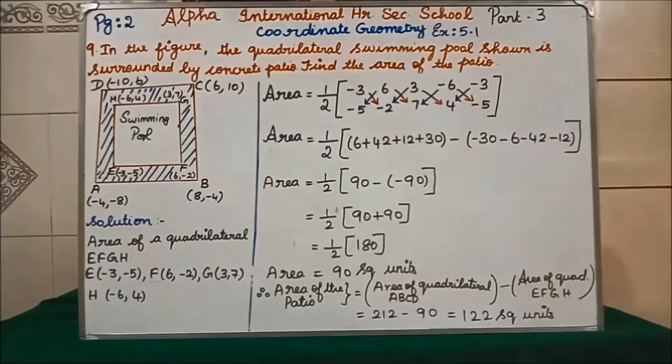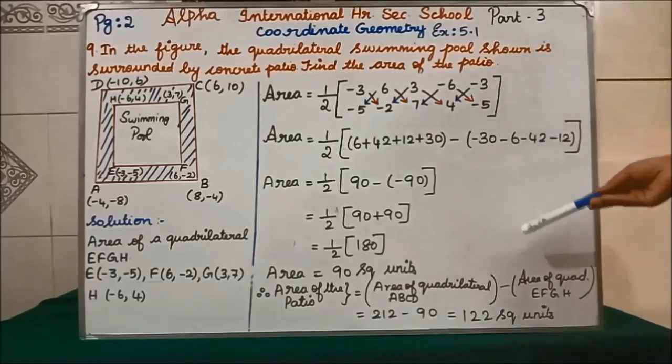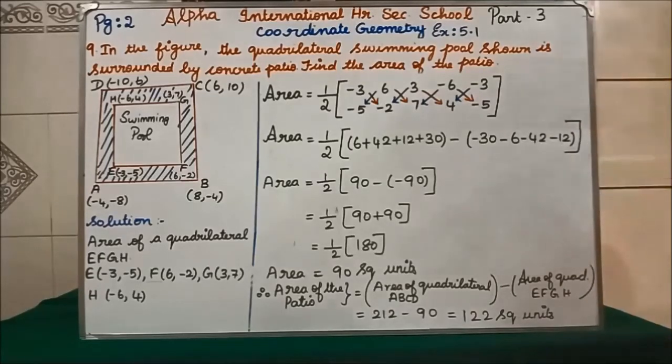Clear? What we have to find in this question? Find the area of the patio, they were asking. So how do we find the area of the patio? Area of the patio is equal to the area of quadrilateral ABCD, the full quadrilateral, minus the area of the inner quadrilateral EFGH. For ABCD we have got 212. For the area of quadrilateral EFGH we are getting 90. So if we subtract 212 minus 90, we are getting 122 square units.